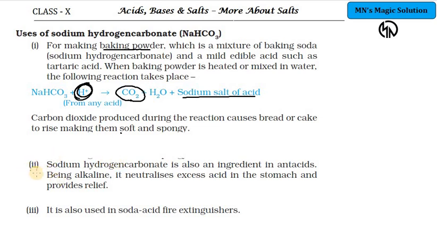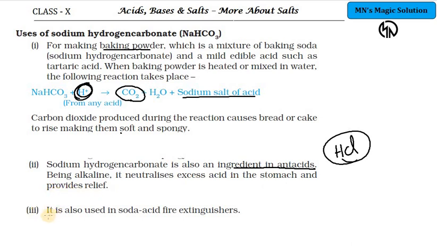The second use is that it's an ingredient in antacids, like Gelusil. The acidity inside our stomach is due to HCl, which we already saw in life processes. HCl is an acid secreted inside our stomach. To neutralize that acidic nature, we have to take in some base. One of the components of such a base is sodium hydrogen carbonate. It is alkaline, and therefore it neutralizes the excess acid in the stomach and provides relief.